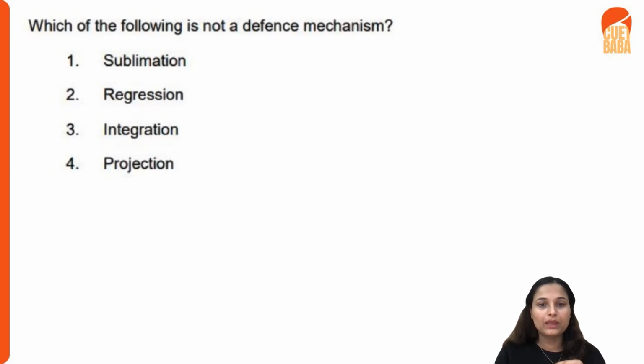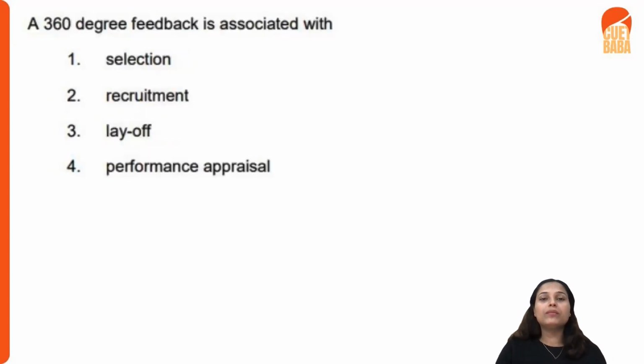All right. Moving ahead. A 360-degree feedback is associated with what? It is a part of occupational social work and organizational behavior, also known as OB, or the human resource subject. We'll discuss it once a few of the students answer. The options are selection, recruitment, layoff, or performance appraisal. What is 360-degree feedback associated with?